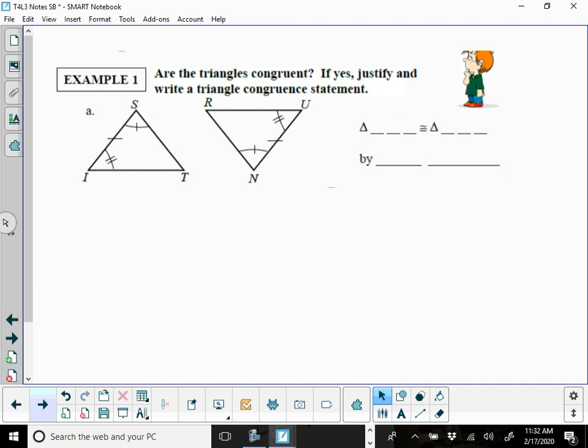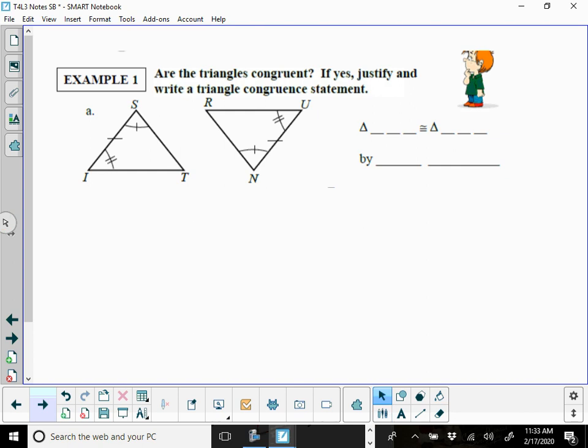Or any way you want to put those letters together. Okay, so let's look and let's see what we have. For the first triangle over here, we have two angles and we have the side between them. So that is in fact angle side angle. Do we have the same thing on the other triangle? We do. We have two angles and the side between them. Okay, so we can agree that they are congruent by angle side angle.